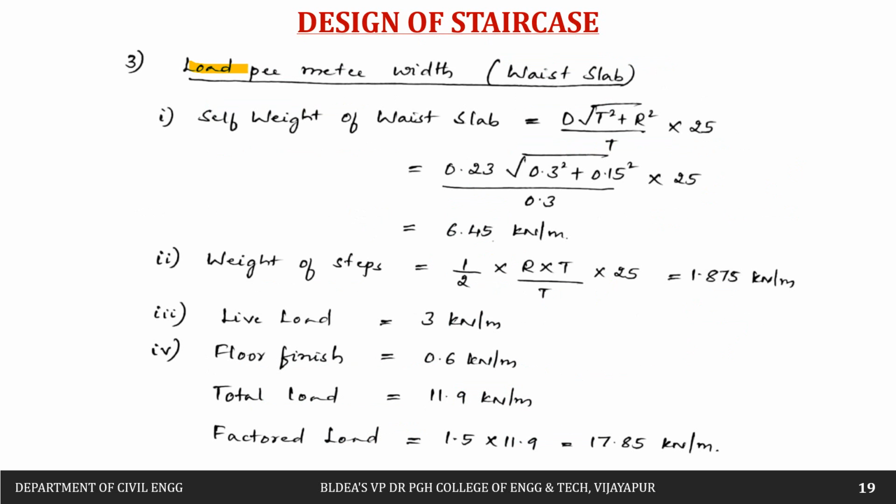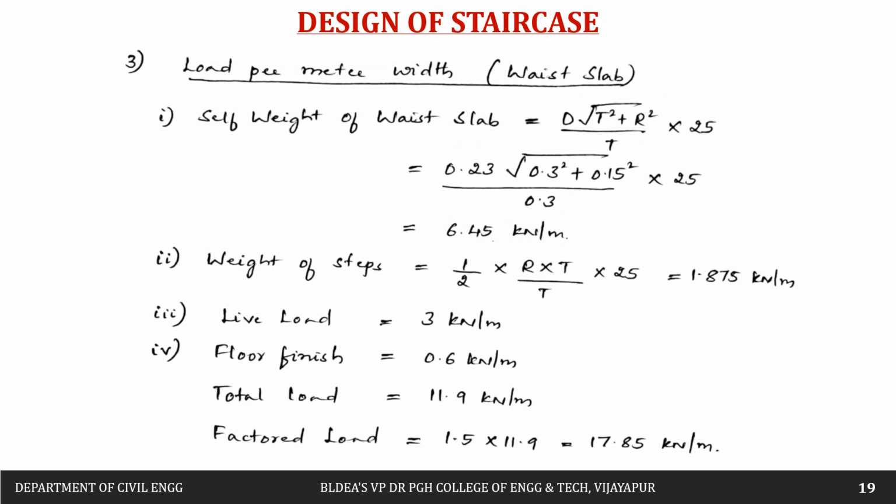Next is load per meter width. We'll try to calculate what is going to come. First one is self weight of the waist slab. Already we know this formula: d into square root of t square plus r square, divided by t, multiplied by 25. d is the depth of the waist slab, that is 230 mm. t is the tread, 0.3. Riser is 150 mm, divided by 0.3, multiplied by 25, that will be equal to 6.45 kilonewton per meter.